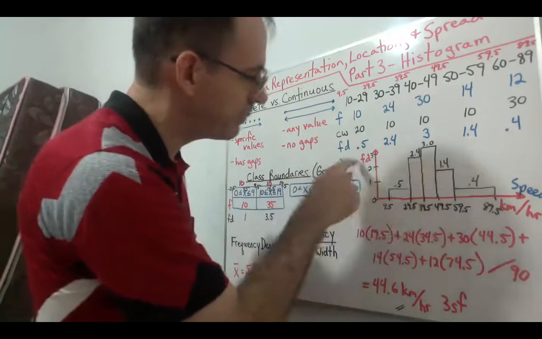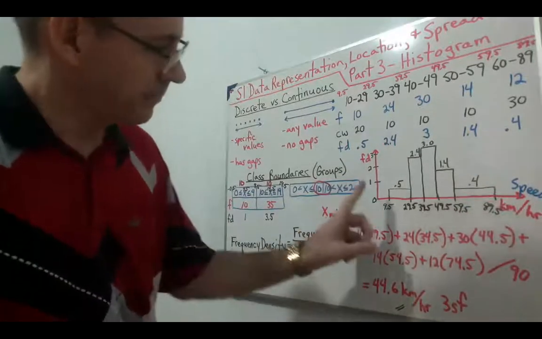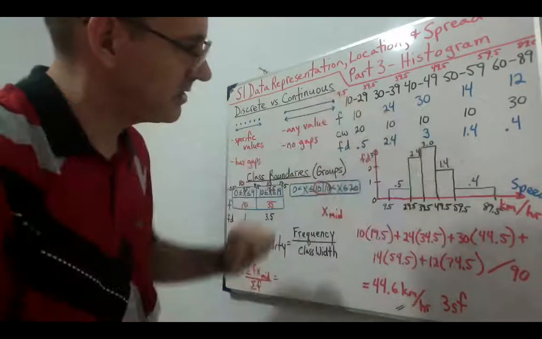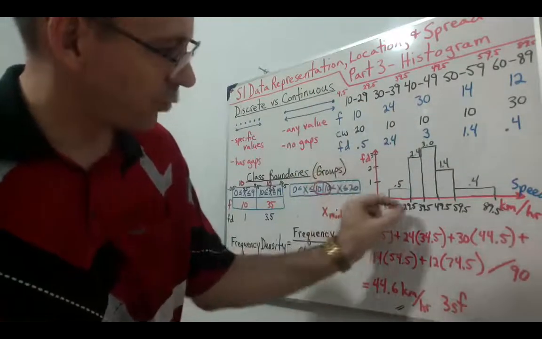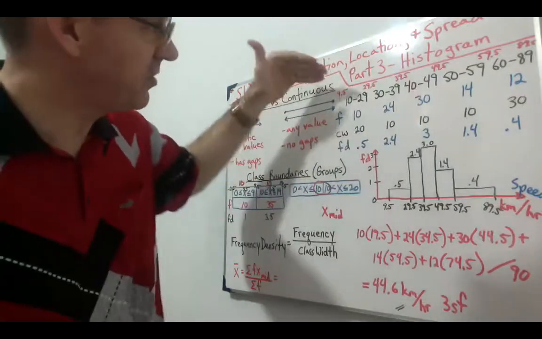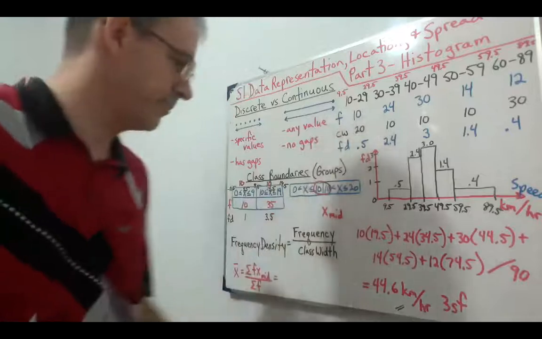Don't forget your labels: frequency density, speed in kilometers per hour. Make sure that you have no gaps between your bars. The height is frequency density. The width is your class boundaries based on the continuous numbers, not the discrete numbers.